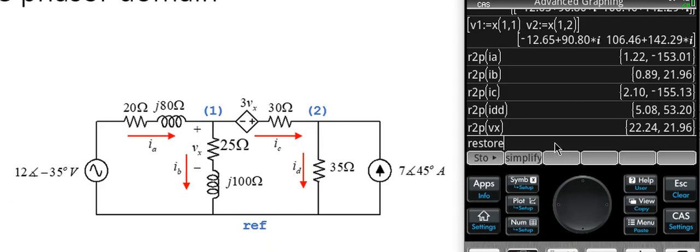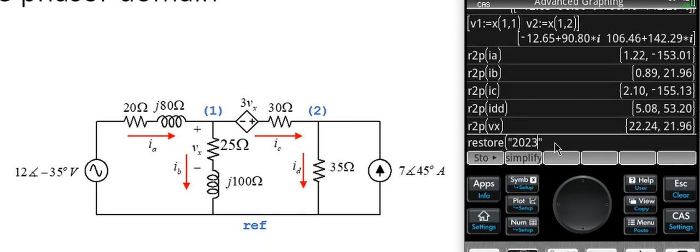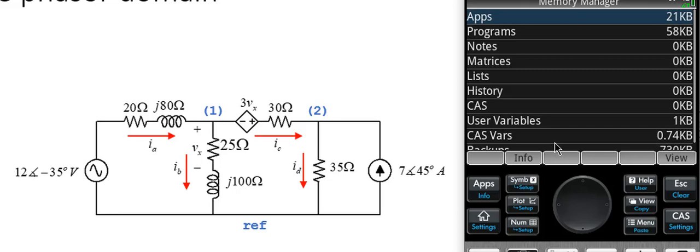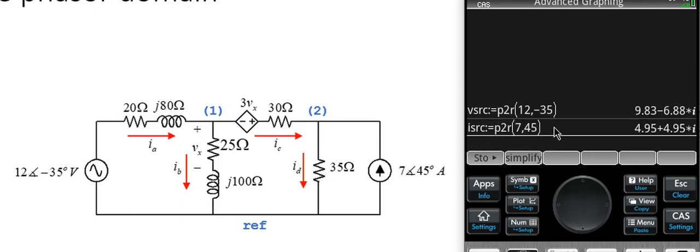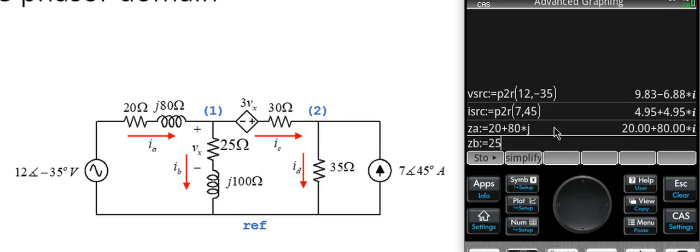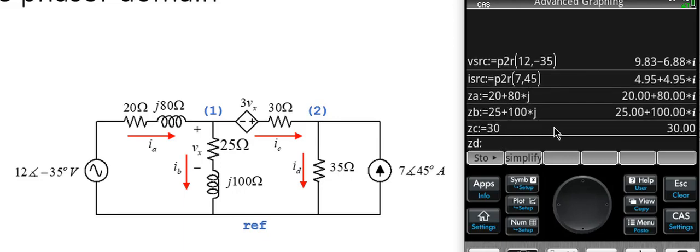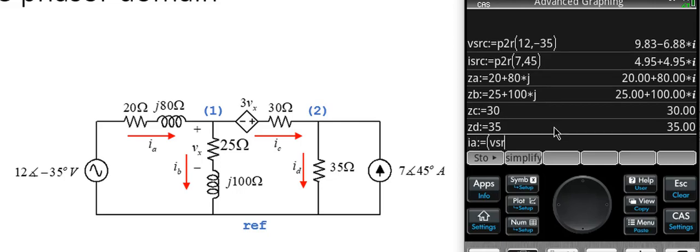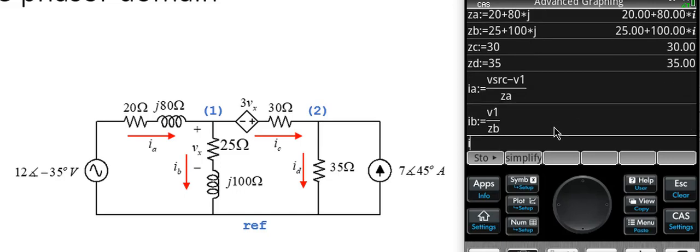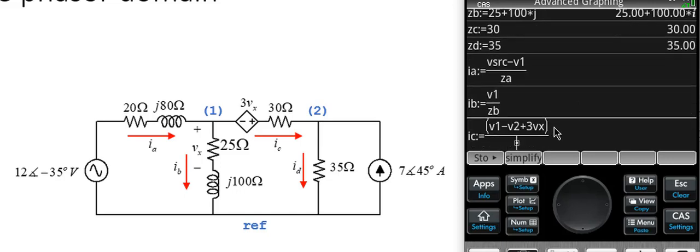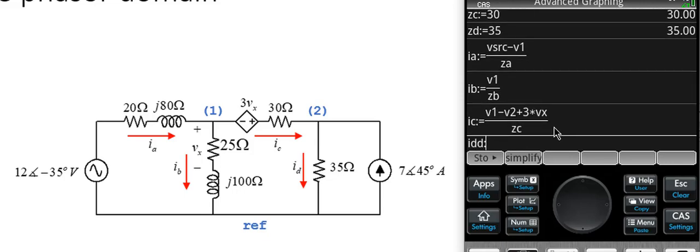The first thing we do is restore the calculator so there are no predefined variables in memory. Now we create the 2 phasors for the voltage source and for the current source. Let me define now the 4 impedances of the branches A, B, C, and D. Now I define the 4 currents IA, IB, IC, and ID. ID is a reserved word in the HP Prime, so I will call it IDD.